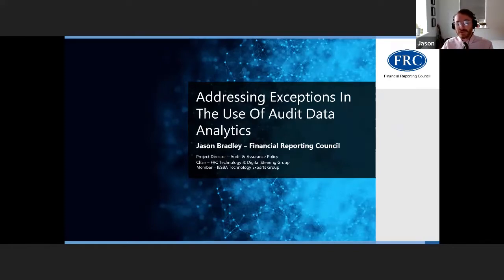So essentially, I'm going to talk you through why this guidance exists in the first instance and what the background to it was. And then I'm going to talk you through some of the key things that we've laid out in thinking about just one way that auditors could think about exceptions when they're using audit data analytics. So it's not as though this is the only possible way it could be thought about. There's certainly other approaches that audit firms use and other approaches that different assurance providers use.